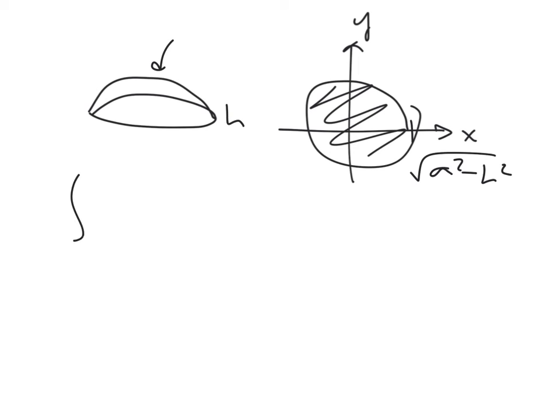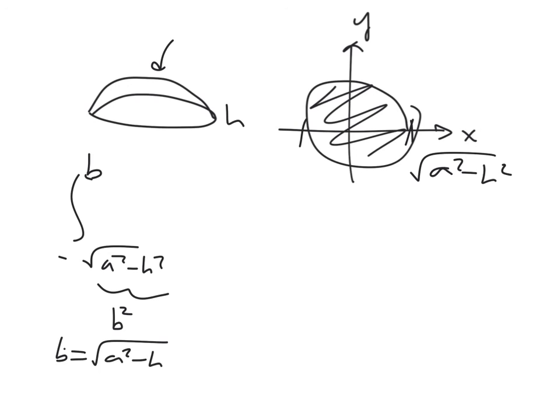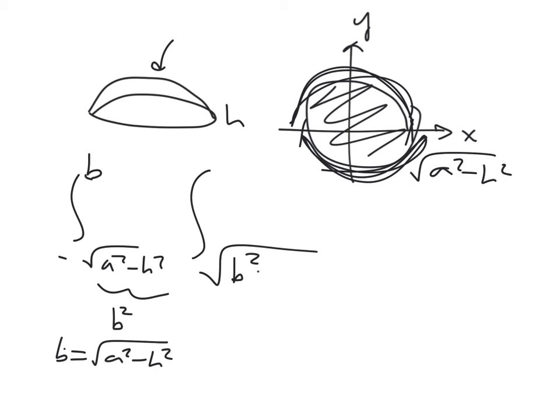And so this is an integral. Y is going from one side of the circle, negative square root of a squared minus h squared. I'm actually going to call this quantity, a squared minus h squared, b squared, up to b, where b is the square root of a squared minus h squared. And then the integral to deal with the y from the lower piece to the upper piece of this disk. And so that's the negative square root of b squared minus x squared, because we want to be down here, up to the square root of b squared minus x squared.